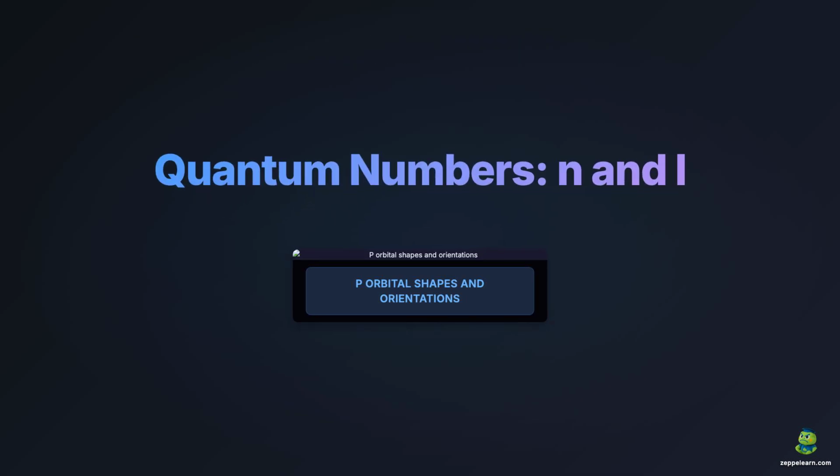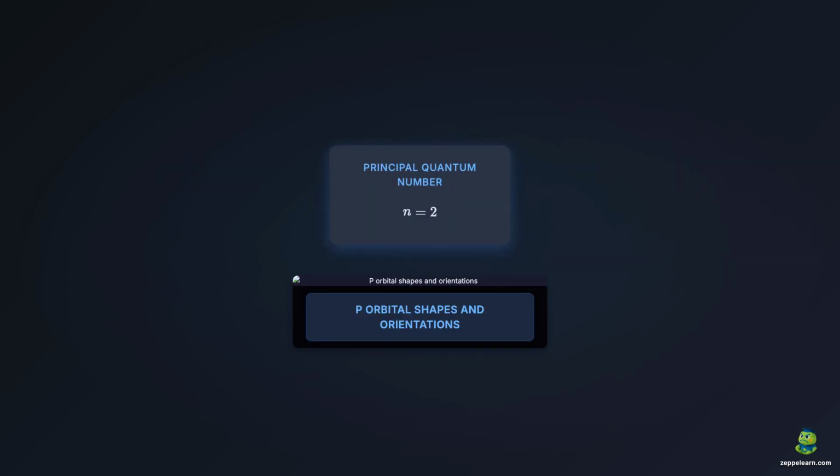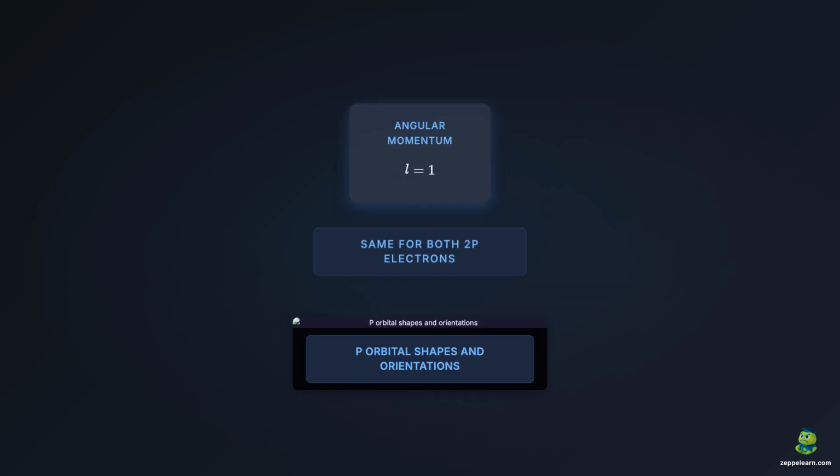Now let's calculate the first 2 quantum numbers for carbon's 2p electrons. Since we're dealing with 2p electrons, the principal quantum number n equals 2, indicating the second energy level. For p orbitals, the angular momentum quantum number L always equals 1, which gives p orbitals their characteristic dumbbell shape. These values are the same for both 2p electrons in carbon, since they're both in 2p orbitals.